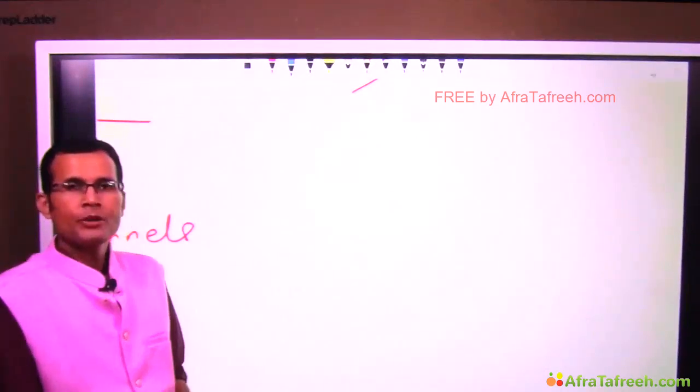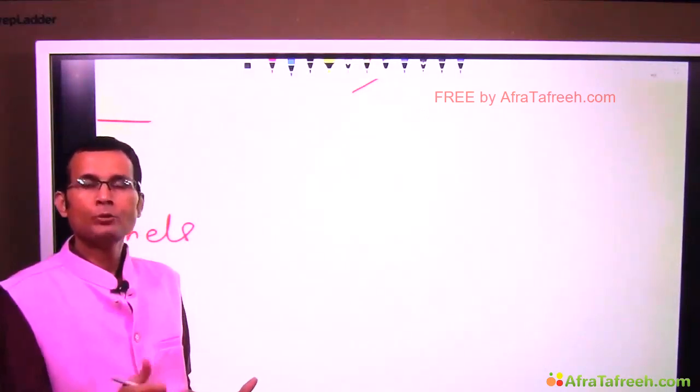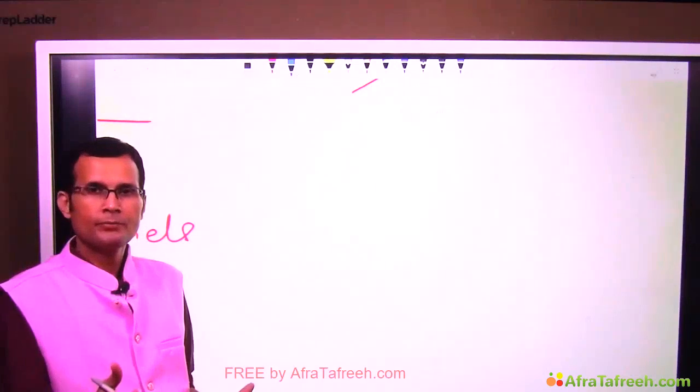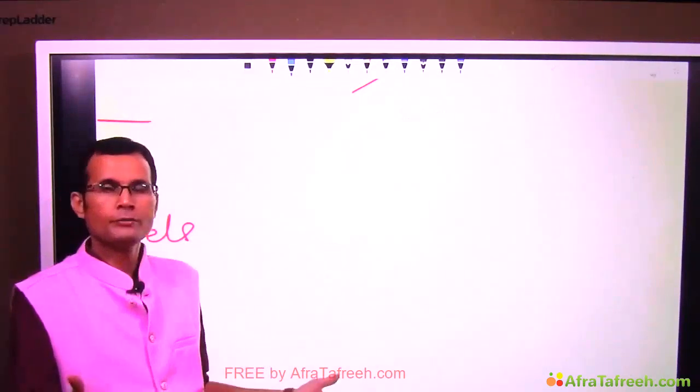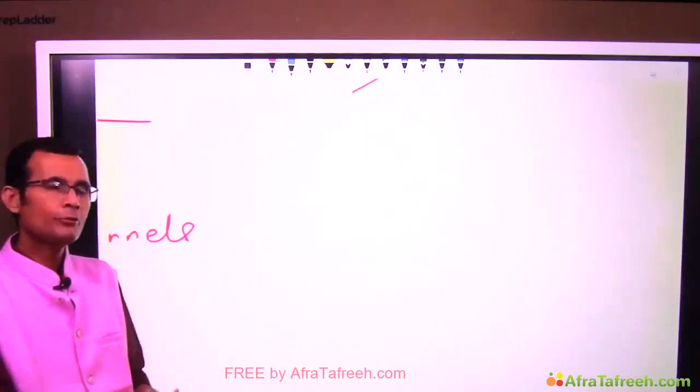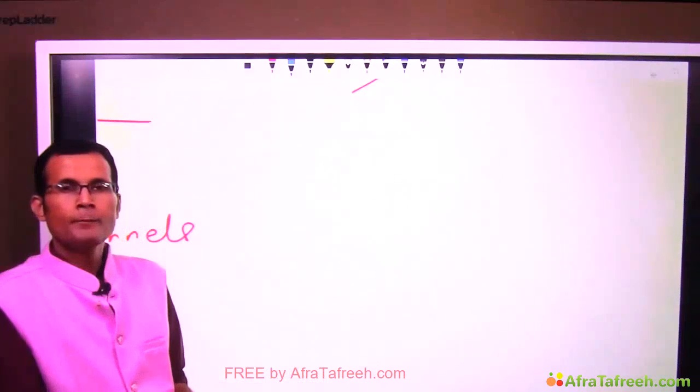First question. Most diffusible ion through a cell membrane is? The options are sodium, potassium, calcium, chloride. Hold your thoughts. We are going to discuss this MCQ at the end of this section.